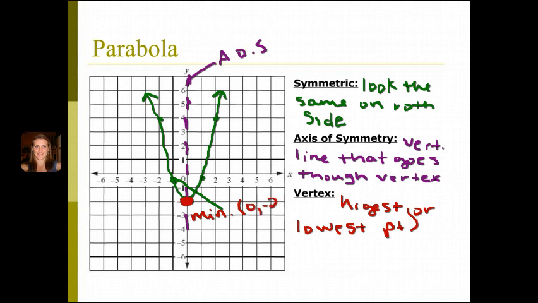So a parabola that opens upwards is positive. A parabola that opens down is negative. If it opens in a positive way, it has a minimum vertex, and if it opens negatively, then it has a maximum vertex because it does have a highest point.